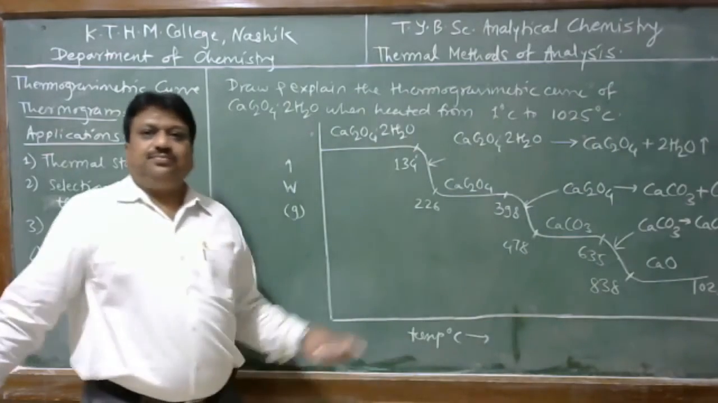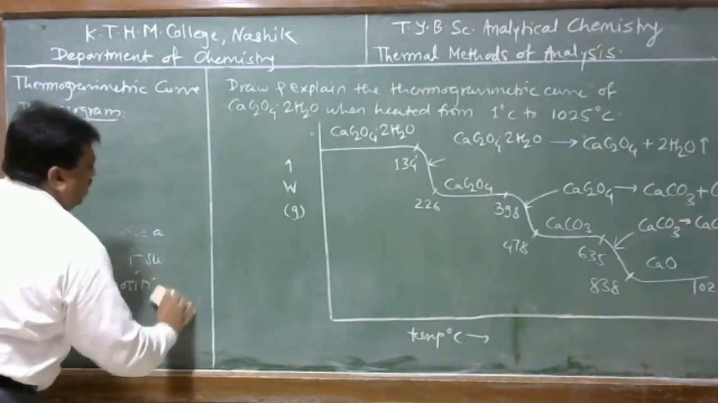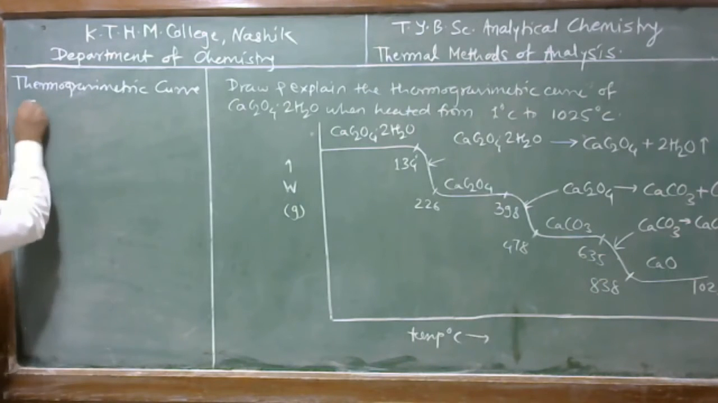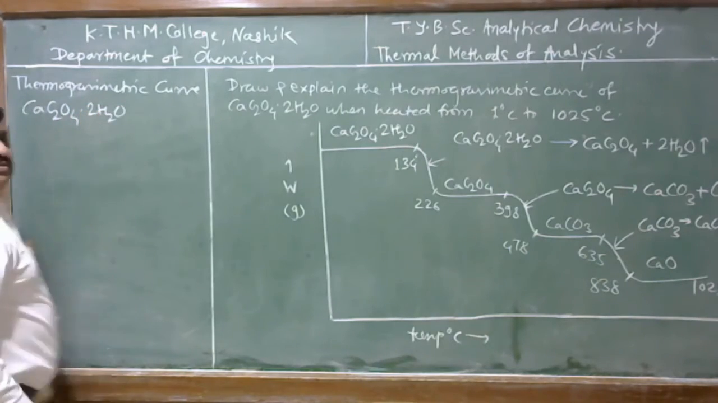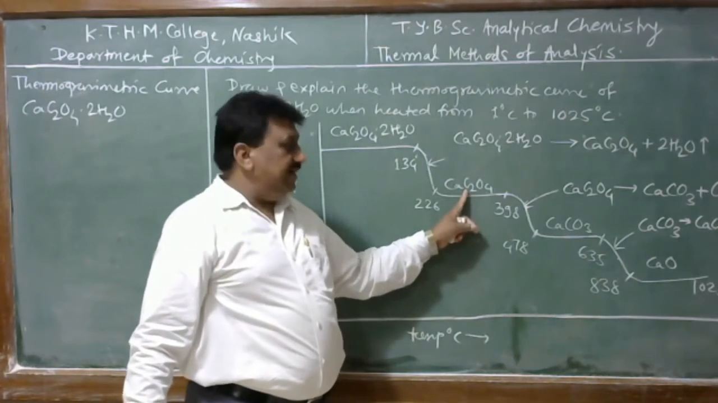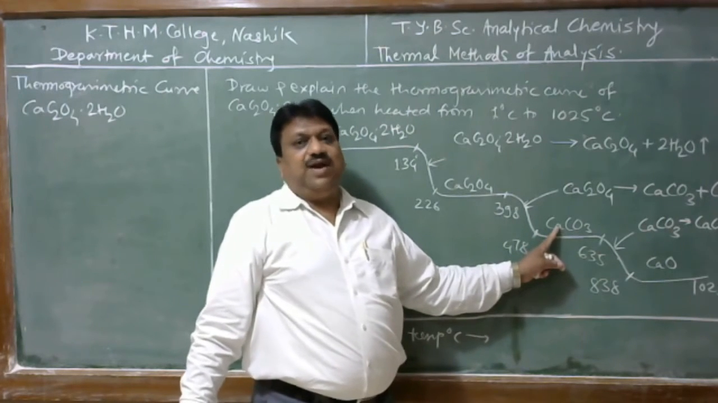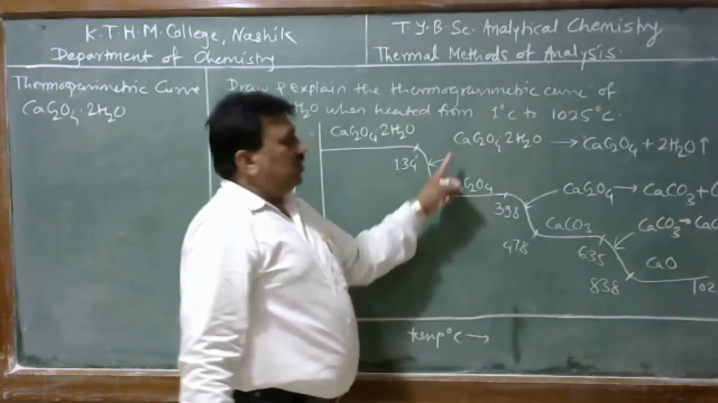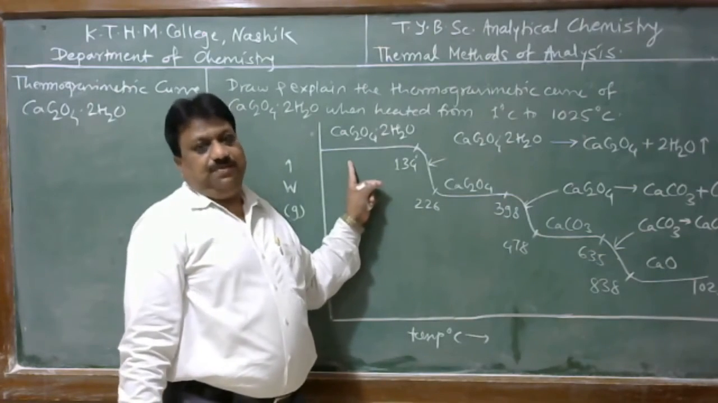Therefore, the decomposition steps in calcium oxalate are found to be three. Calcium oxalate dihydrate decomposes to anhydrous calcium oxalate, anhydrous calcium oxalate is converted to calcium carbonate, and finally calcium carbonate is converted to calcium oxide. Therefore, these are the three decomposition reactions, and they take place at different temperatures.